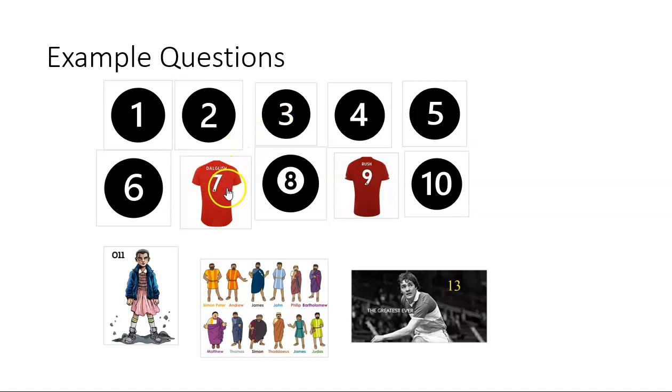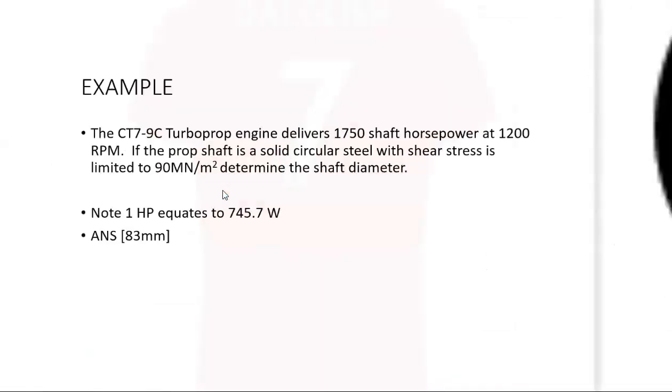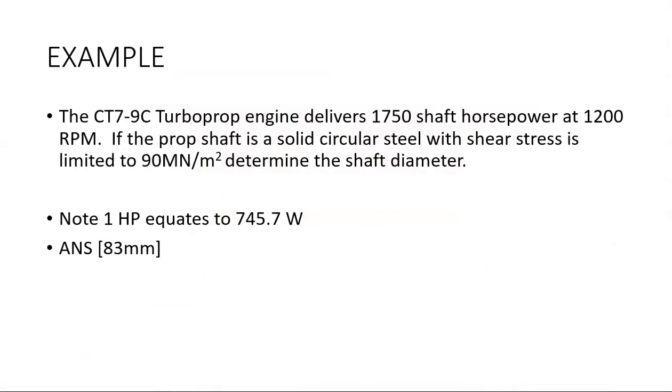So example 7 then, King Kenny's number. We'll have a look at that. So in this example we're told that a CT7-9C turboprop engine delivers 1750 shaft horsepower. Okay, so this is new, we're using imperial units of horsepower at 1200 revs per minute.